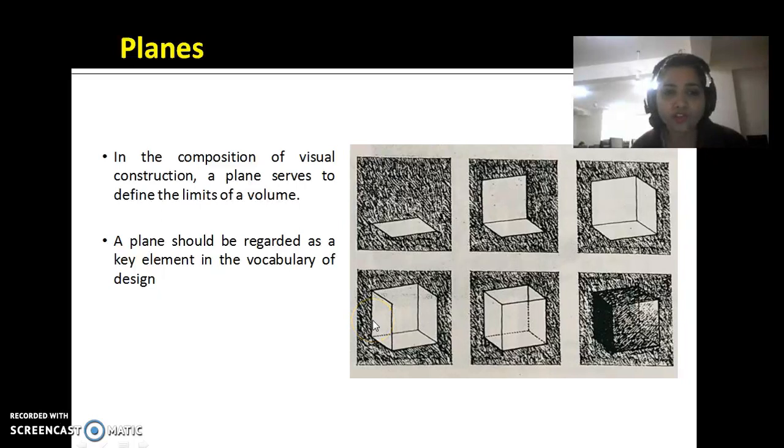Now, in the composition of a visual construction, a plane serves to define the limits of a volume. A plane should be regarded as a key element in the vocabulary of a design. So, with this one single plane, the addition of another plane is actually enclosing a volume. So, by the use of planes, we are composing and enclosing a space into a form. That is why the next stage to planes is form.